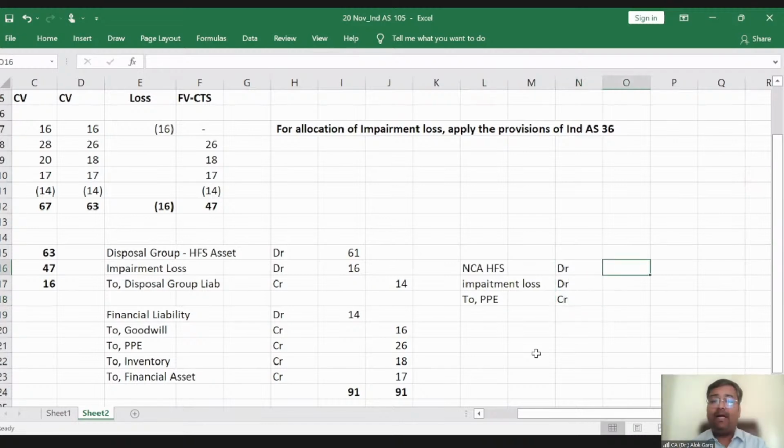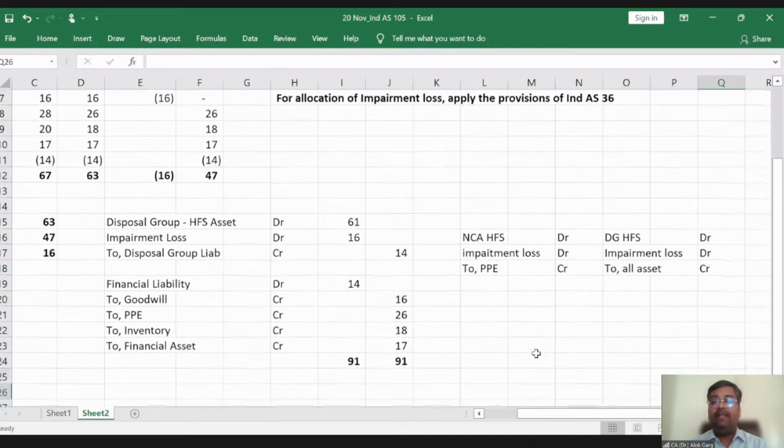What accounting entry have we passed now in the disposal group? Disposal group held for sale debit, right, to all assets. Same accounting entry I have passed, impairment loss, right? Same accounting entry I have passed here also.